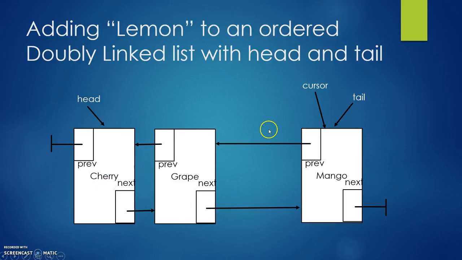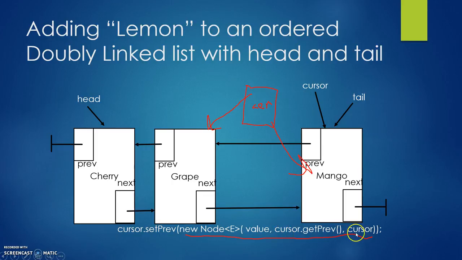So if I want to add lemon, now with this statement here, cursor is currently pointing here. The inner parts of this statement here, new node, so this is the new node it's going to create. I abbreviated lem instead of lemon. That's the value. Cursor get previous. Well, cursor get previous means it's pointing here. So cursor get previous, that's going to go in as the previous. And then cursor, well, that's going to go in as being the next. So this piece right here is just creating the node.